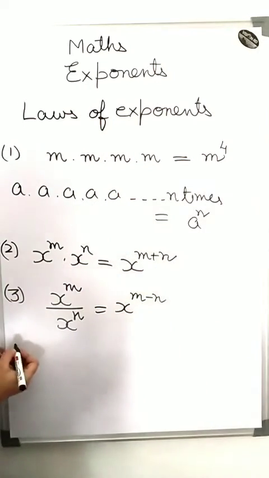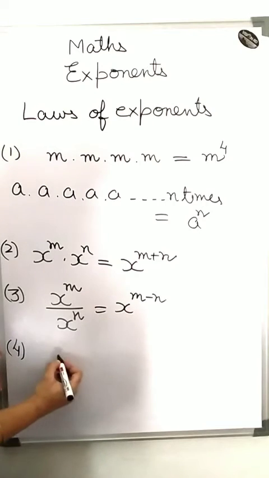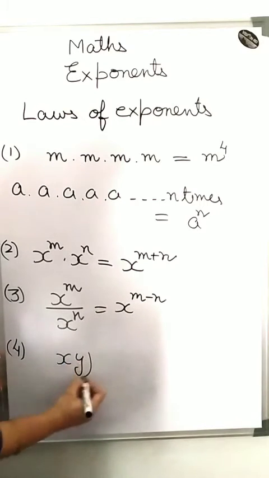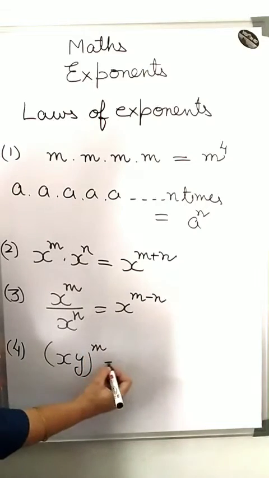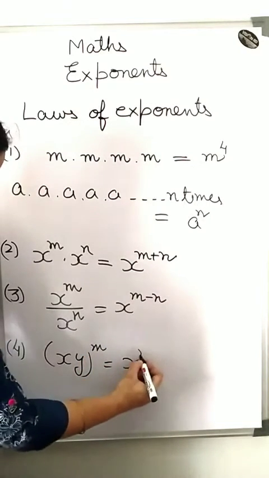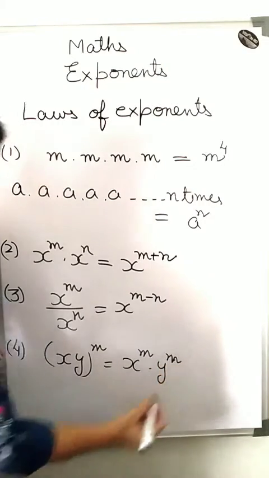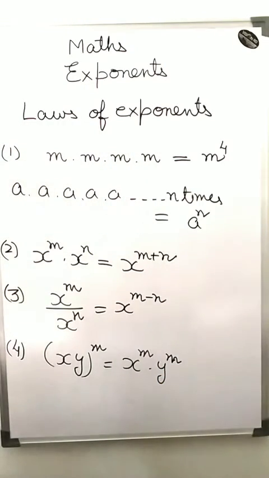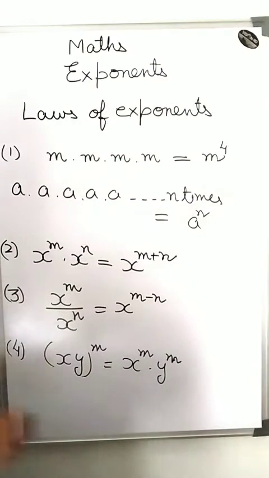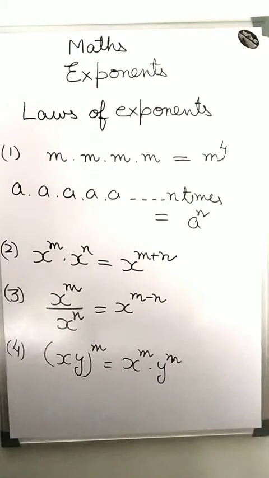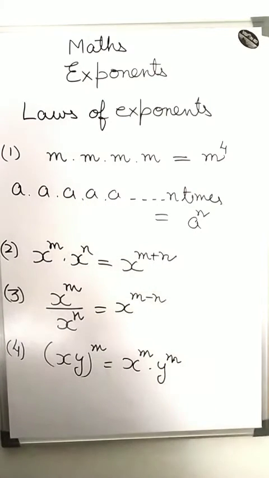And the fourth one: if I have a number (xy) to the power m, the meaning of this is x to the power m, then y to the power m also. So these are a few laws of exponents. The rest of the laws of exponents I will explain later on. Okay, so let's start.